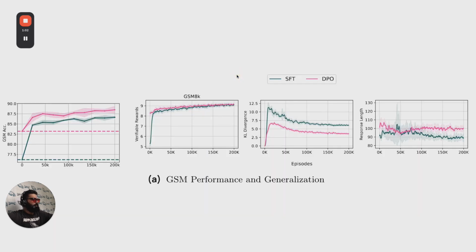And then this was performance on different starting points. So if you start with the SFT model, you generally get lower GSM-8K performance. You get lower rewards, and you get higher KL divergence. If you start with the DPO model and then do RL, you get higher performance and accuracy, higher rewards, and lower KL divergence.